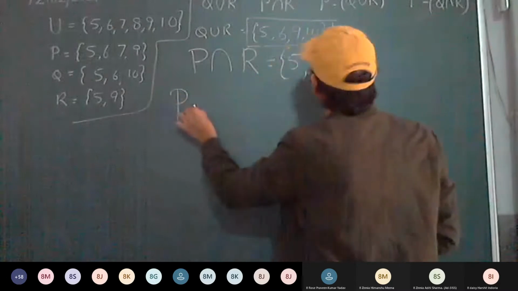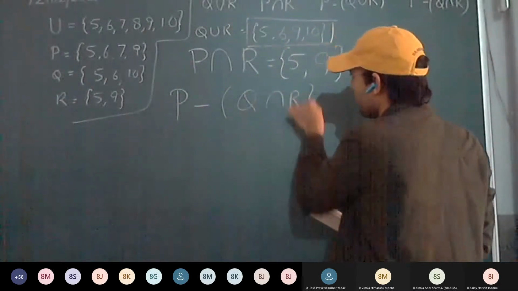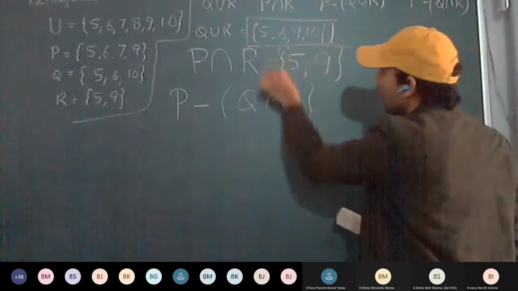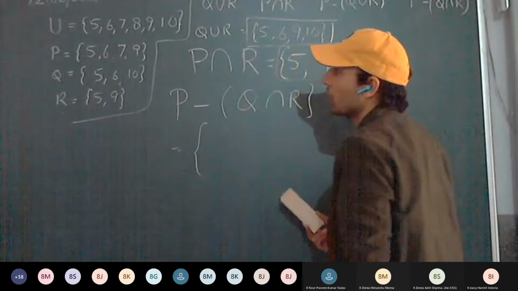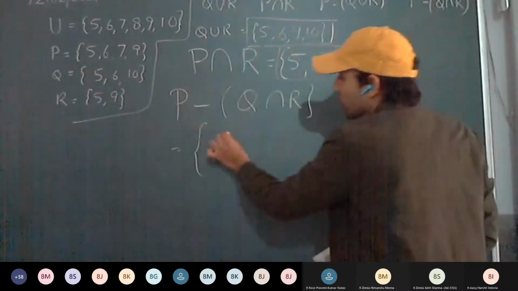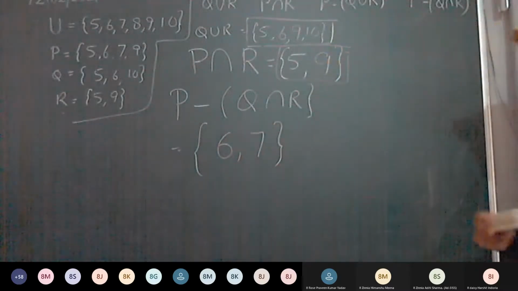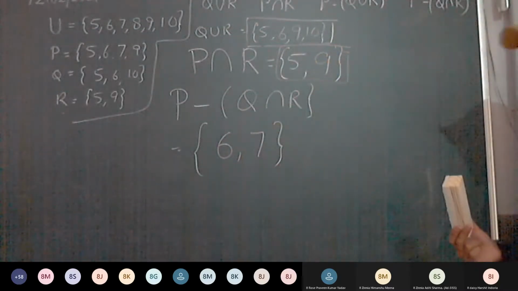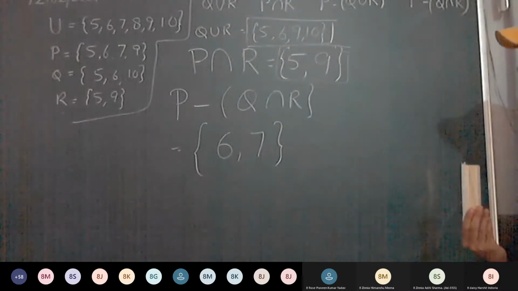It is P minus Q intersection. This time we'll be removing 5 and 9. So which are the elements? 5 is removed and 9 is removed. So remaining are 6 and 7. Understood this one? Remaining are 6 and 7. This is clear?